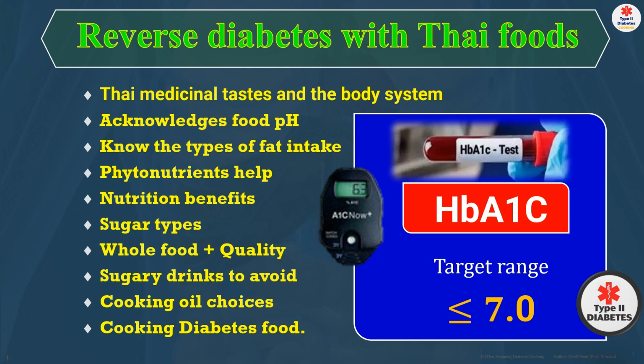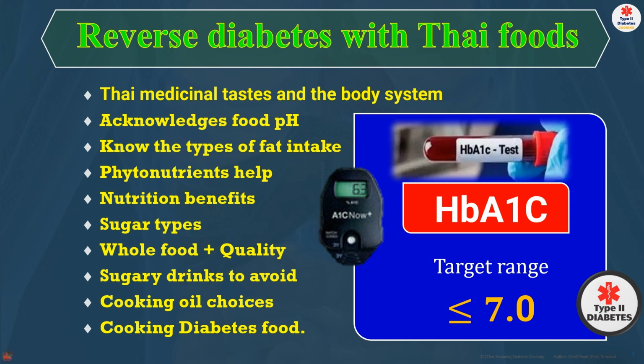I set my target at less than or equal to 7.0% for HbA1c, because I viewed my argument with this, and if I'm going to be successful, I have to know all of this. So I know the Thai medicinal taste in the body system. So I have the knowledge for food PhD.